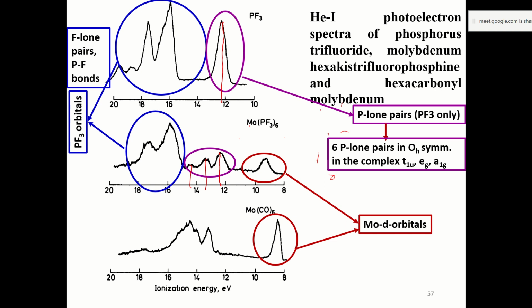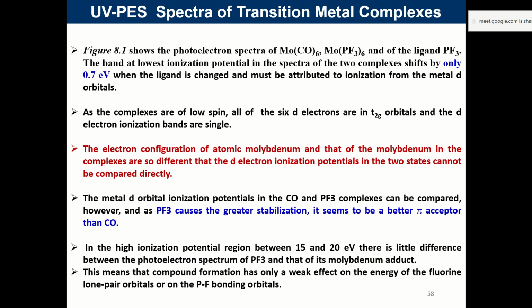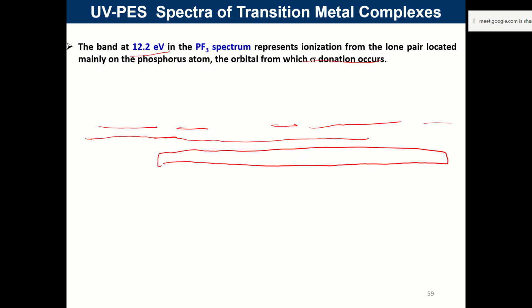It has shifted to higher ionization energy values, and so it is being stabilized by sigma donation, forming sigma bonds with the metal orbitals of suitable symmetry. So you can combine all of the metal's s, p and d orbitals. So that is one thing that we see.